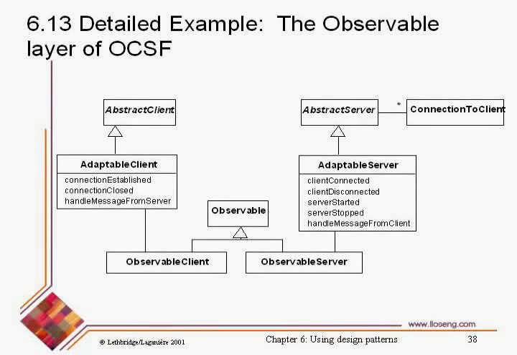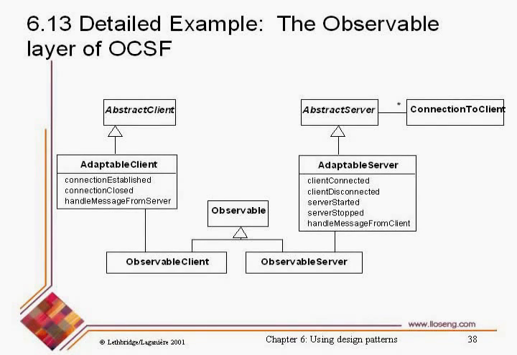Let's take a look at the client side first of all. On the client side, we subclass abstract client. Remember we said that the normal way to use OCSF is to subclass the abstract client to create a class which is your application class, a concrete version of abstract client. In this case, this framework extension is doing that for you. So we get adaptable client as a concrete client object that has implementations of certain operations.